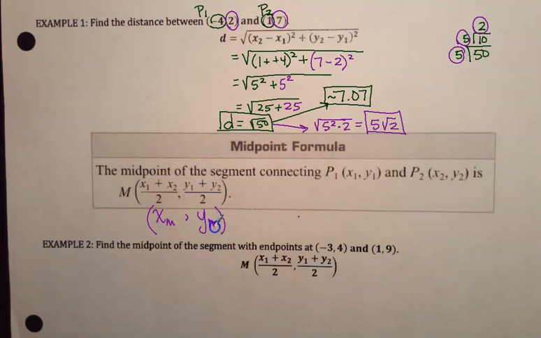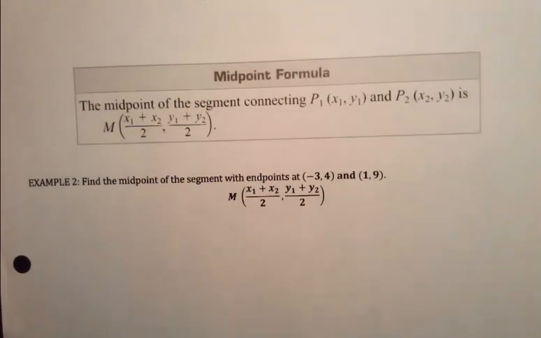Let me make that a capital M. Okay, so that's what this formula is doing. It's literally giving you the x coordinate of the midpoint and the y coordinate of the midpoint. Super nice. So let's give that a go in example 2. I'm going to go ahead and move up first though. Okay, so find the midpoint of the segment with endpoints -3, 4 and 1, 9.